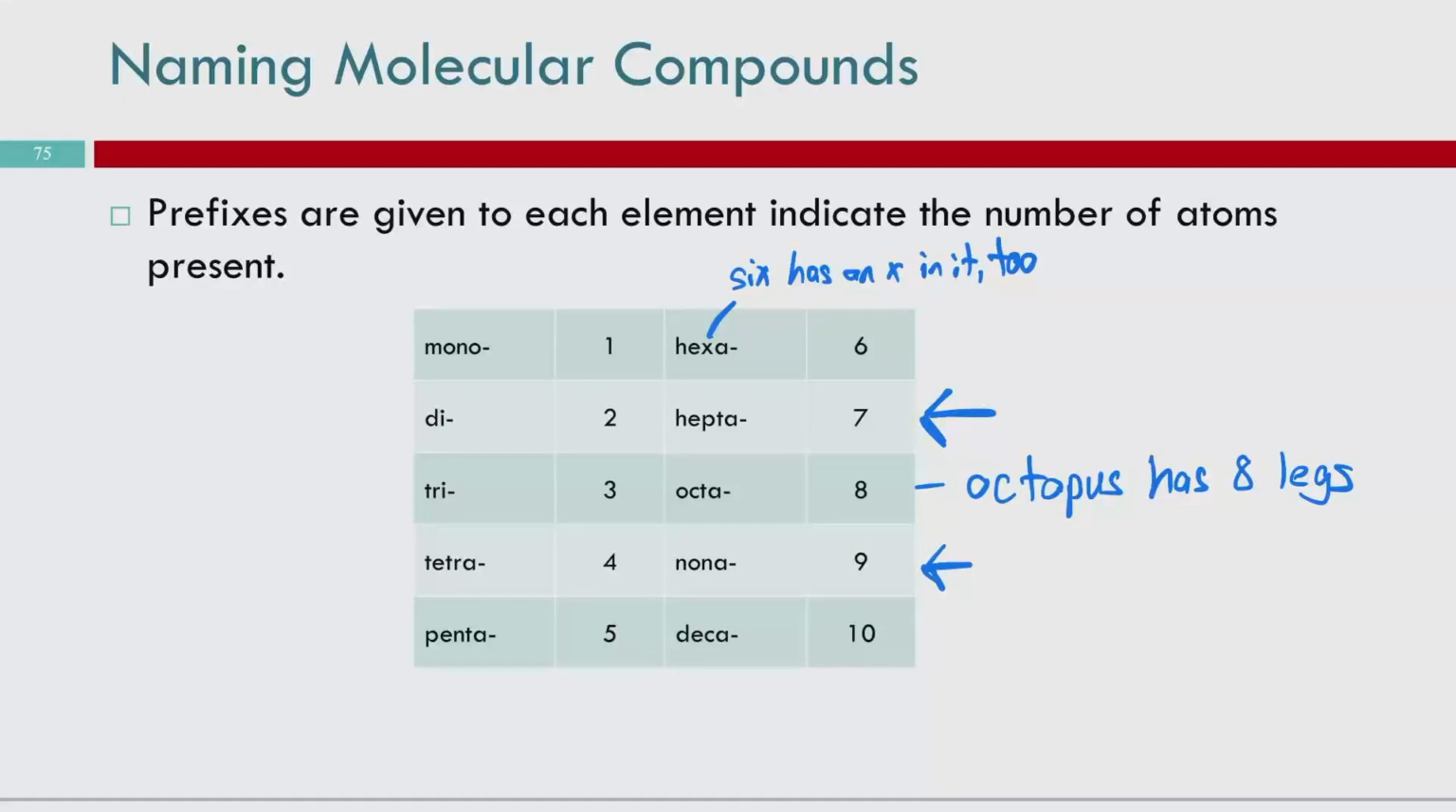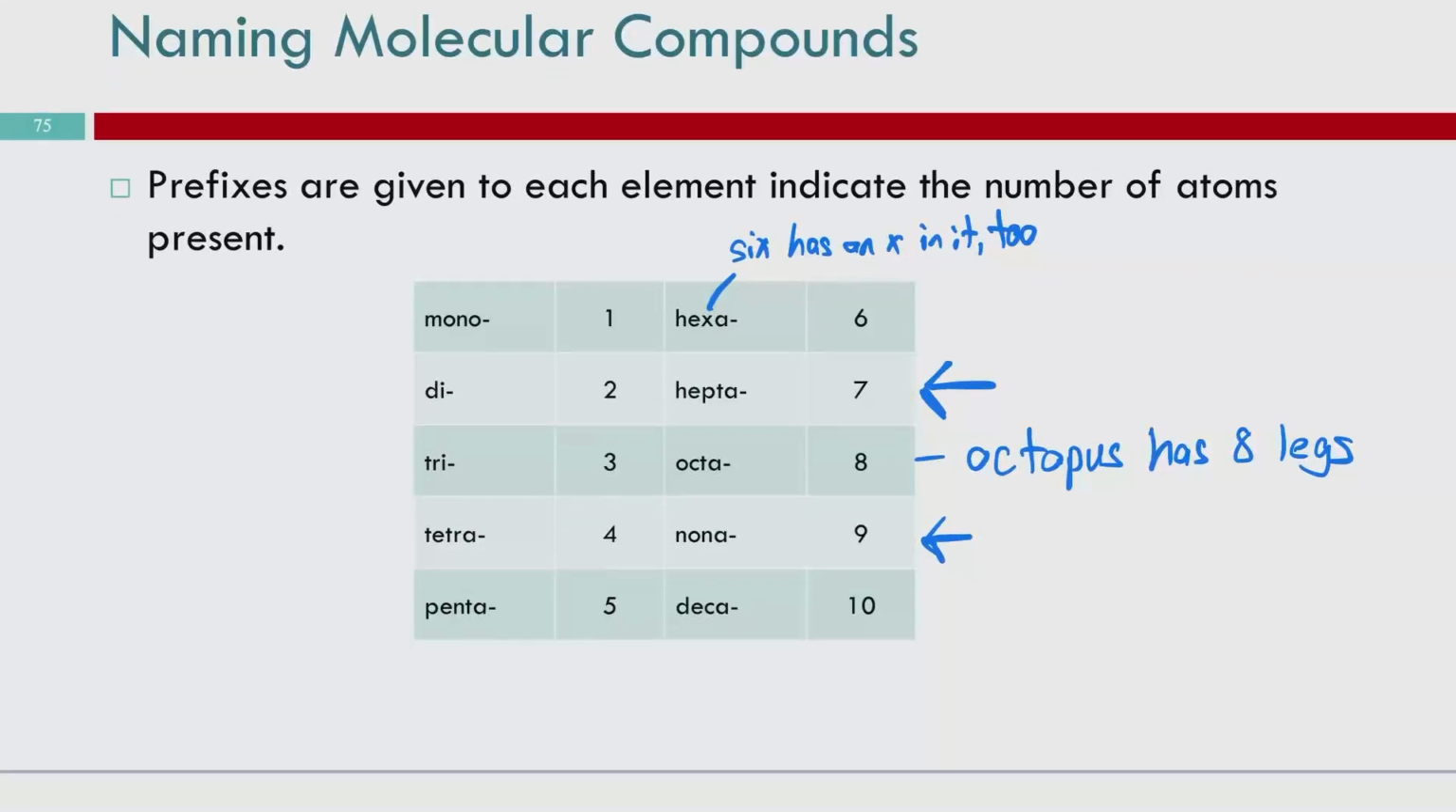So the arrows there are for the ones that are maybe a little weird to remember. And then the highest number that we're going to on this chart is deca, like decade, 10 years. So we use these based on how many of each element we have. That indicates the number of atoms that we have of each of the elements. Questions about any of those?